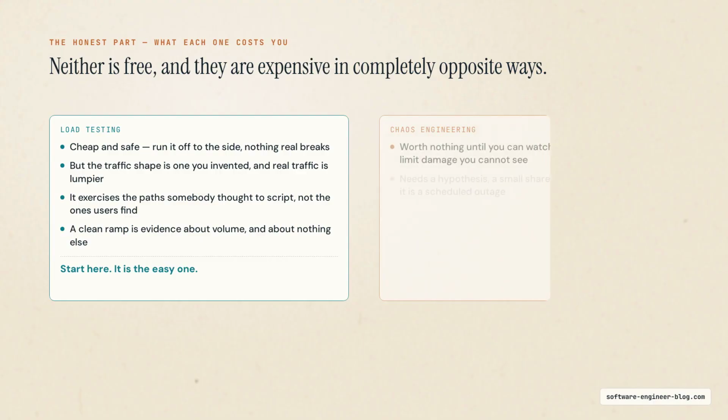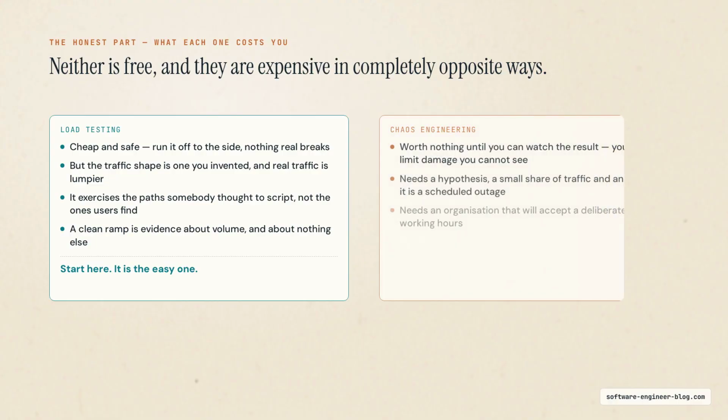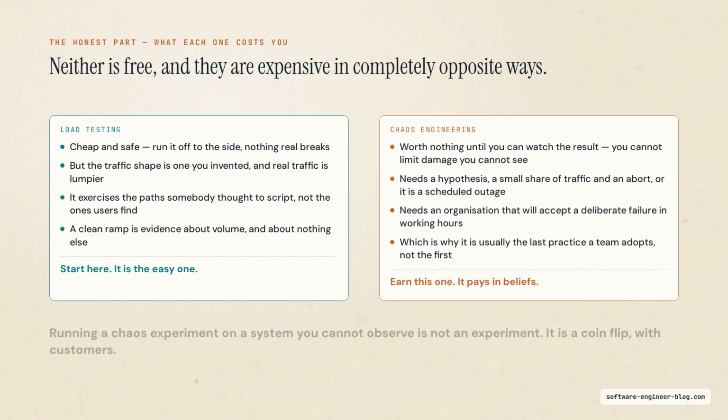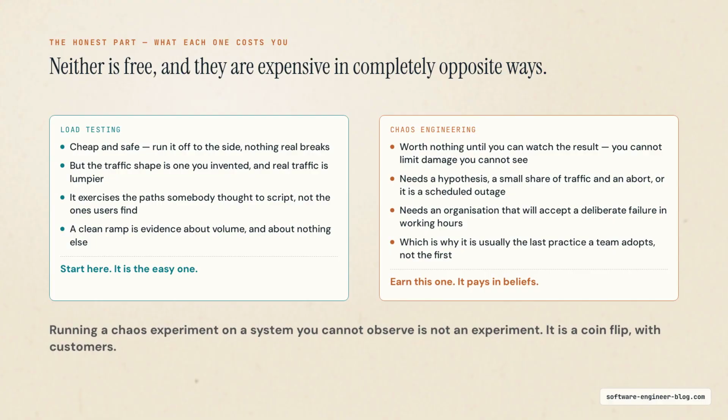Chaos engineering is the opposite. It is worth nothing at all until you can actually watch the result, because you cannot limit damage that you cannot see. It needs a written hypothesis, a small share of traffic, and a working abort. Without all three, it is simply an outage that you scheduled. And it needs an organization that will accept a deliberate failure during working hours, which is why it is usually the last practice a team adopts and almost never the first.